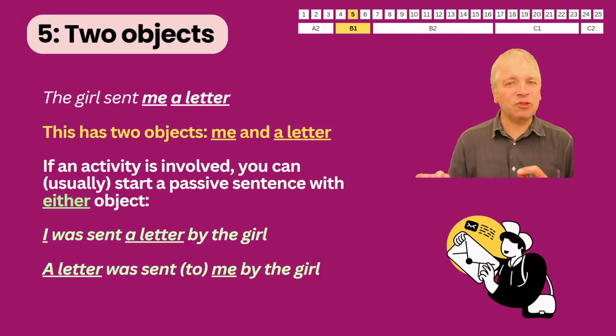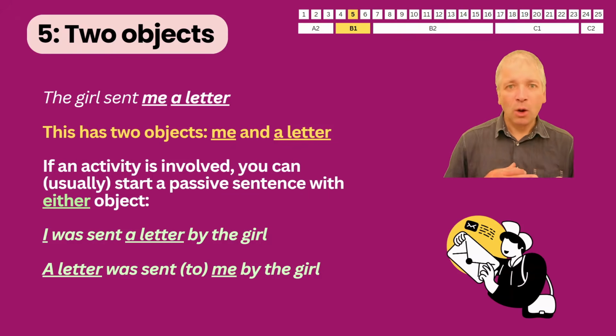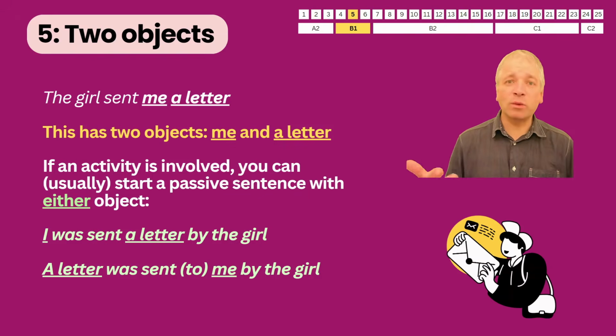Here, me, the object, becomes I, the subject. Or the letter can take the place of the subject. A letter was sent me by the girl, or sent to me by the girl.